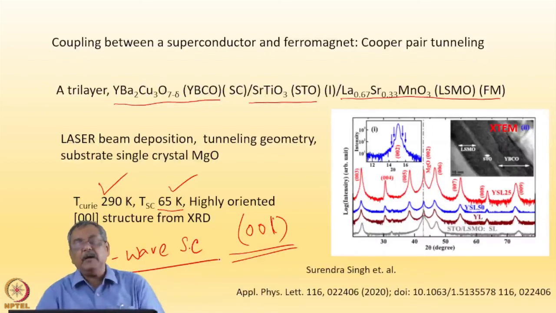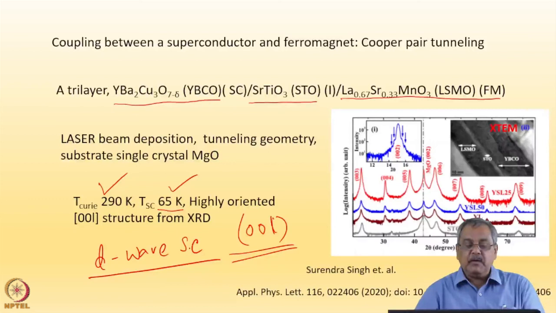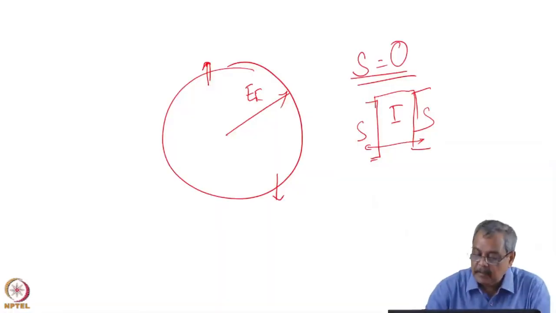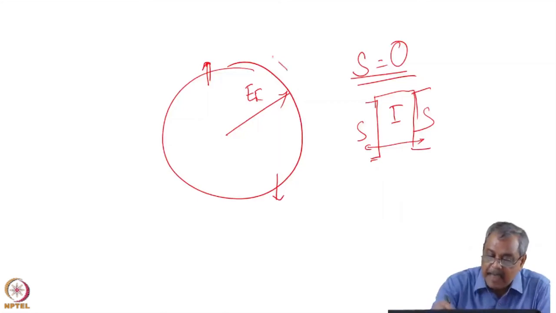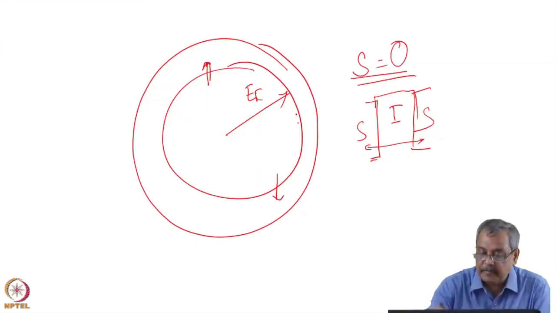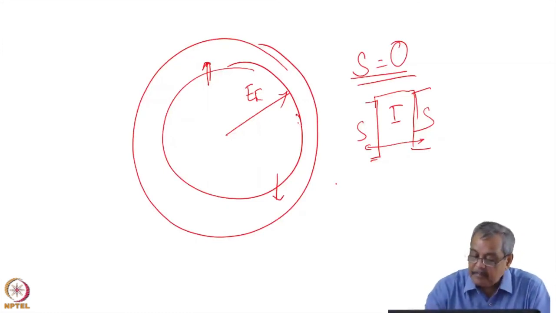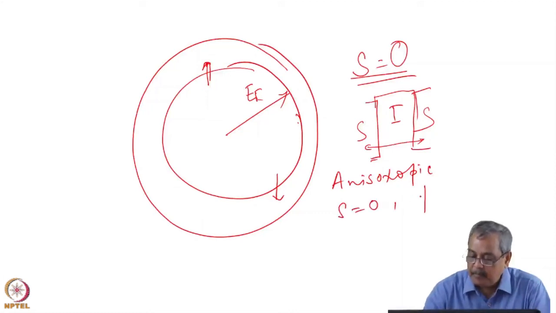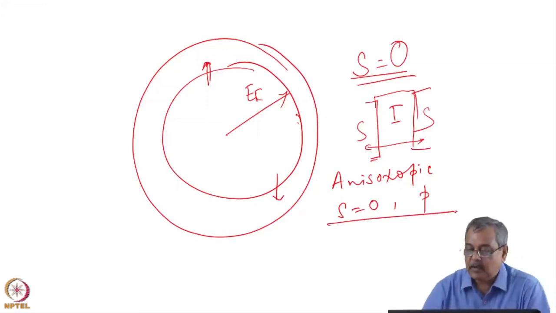As I mentioned to you earlier, other conventional superconductors are S equal to 0, and they have a spherical symmetry of the Cooper pair. But here, because it is a D wave superconductor, there is a superconducting gap at the Fermi surface position. This gap is anisotropic, and this is S equal to 0, and the wave function is the Cooper pair wave function.